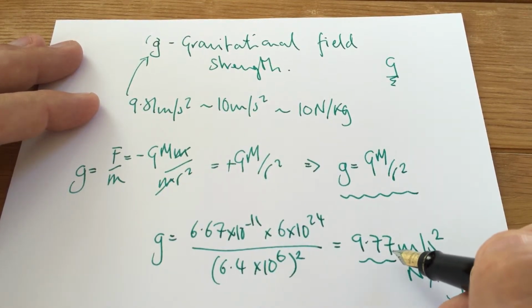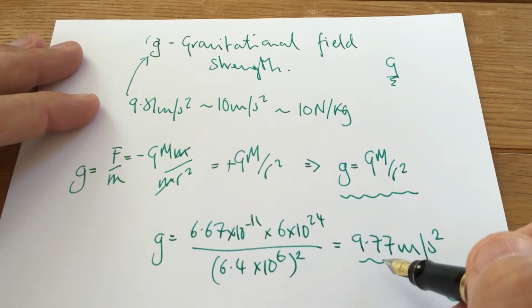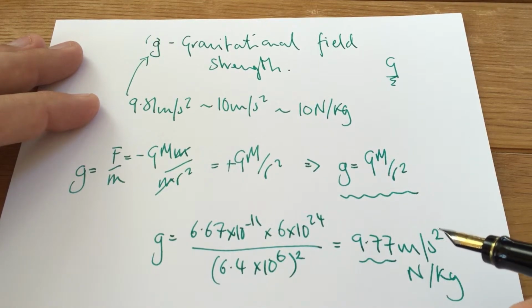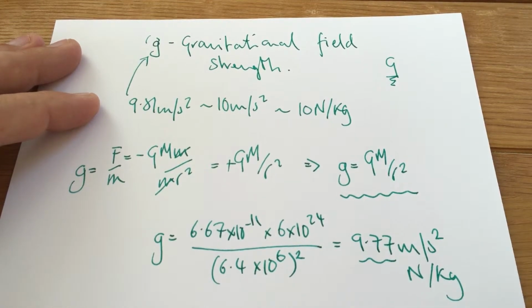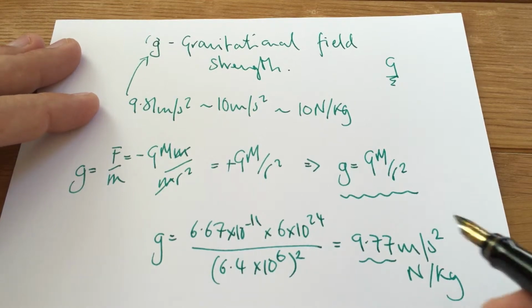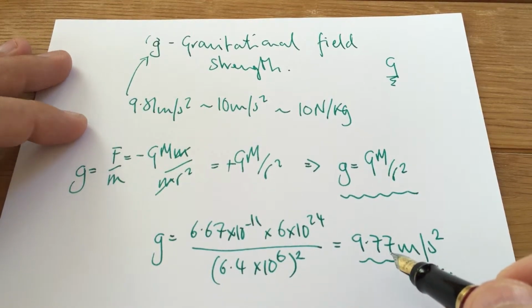Okay, not identical to 9.81, but then again, densities vary as you go through the Earth. It's slightly squashed, it's not a perfect sphere, centripetal accelerations, etc., but we're in the right order of magnitude.